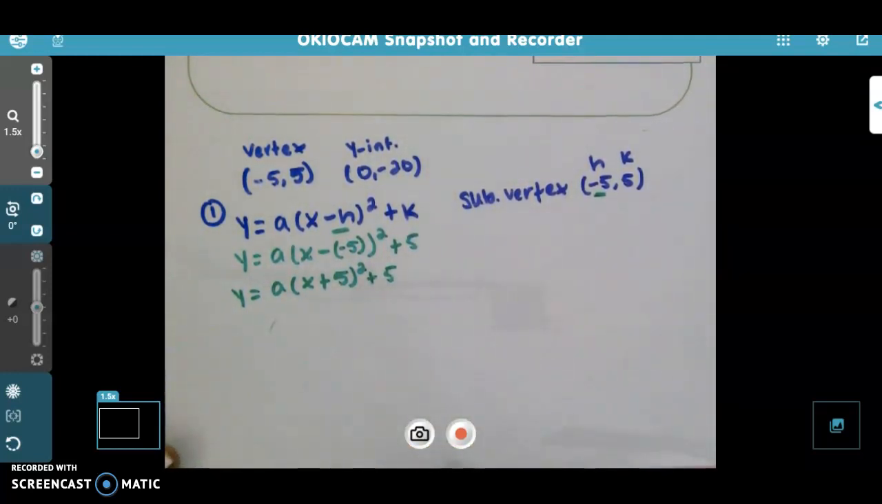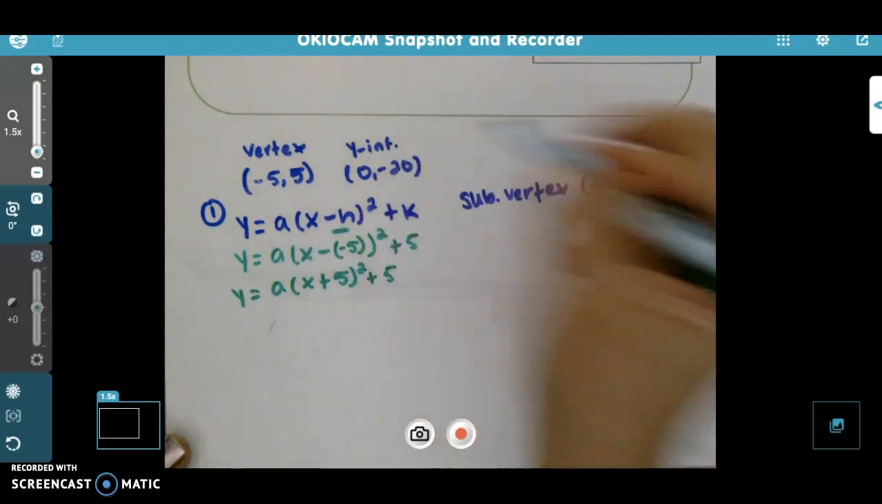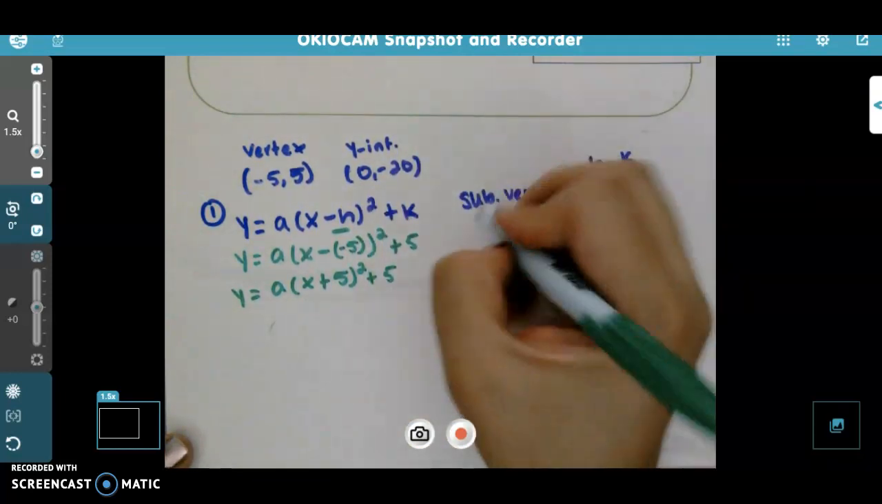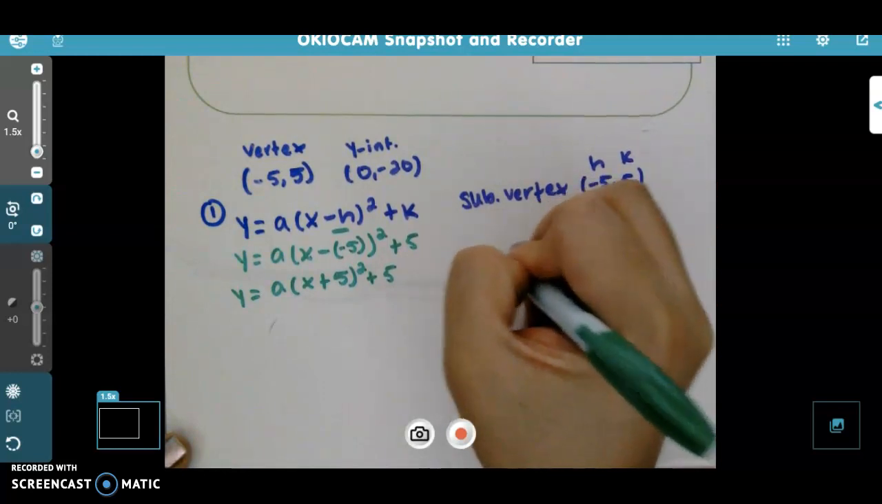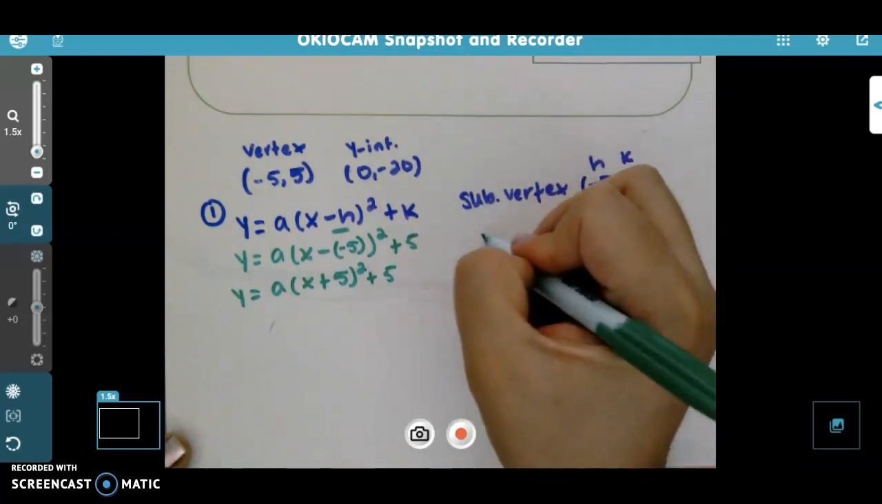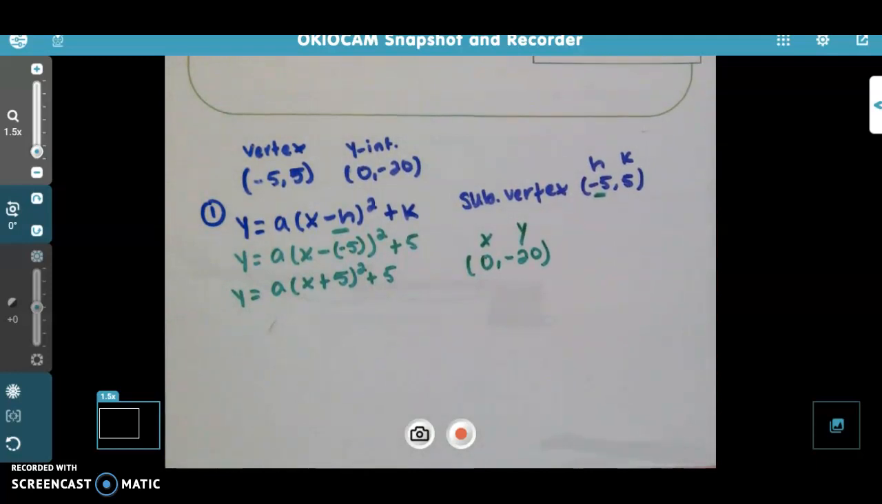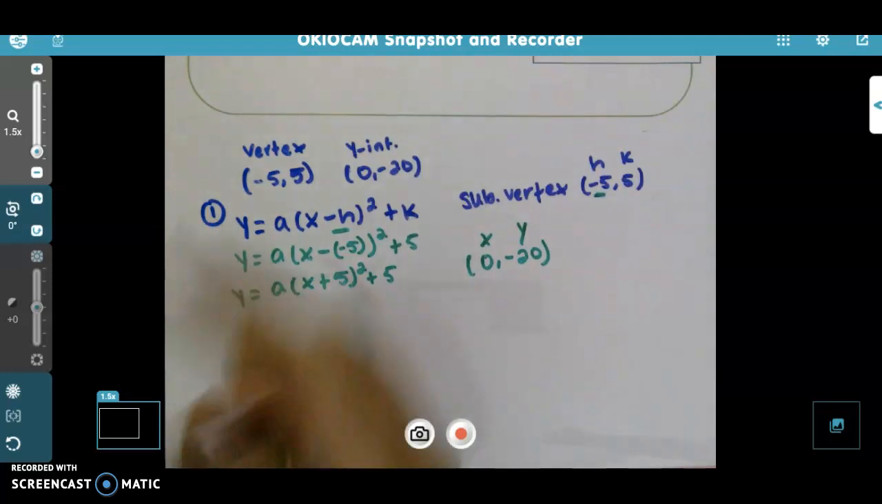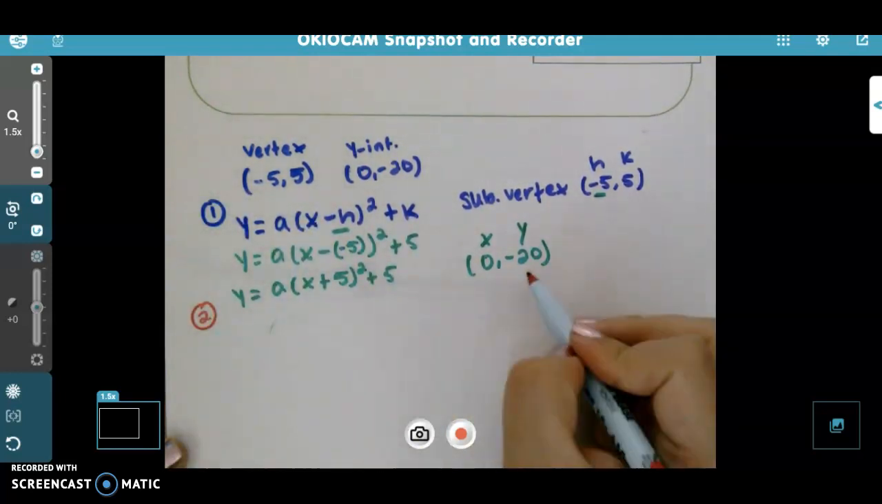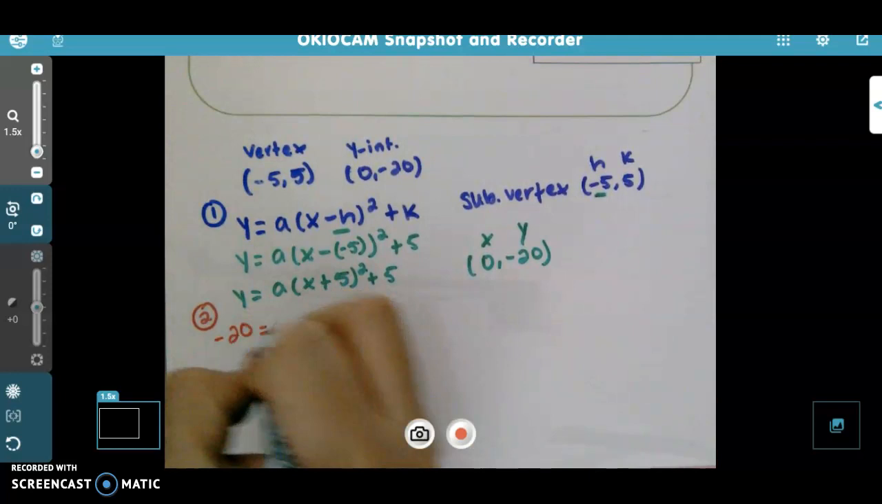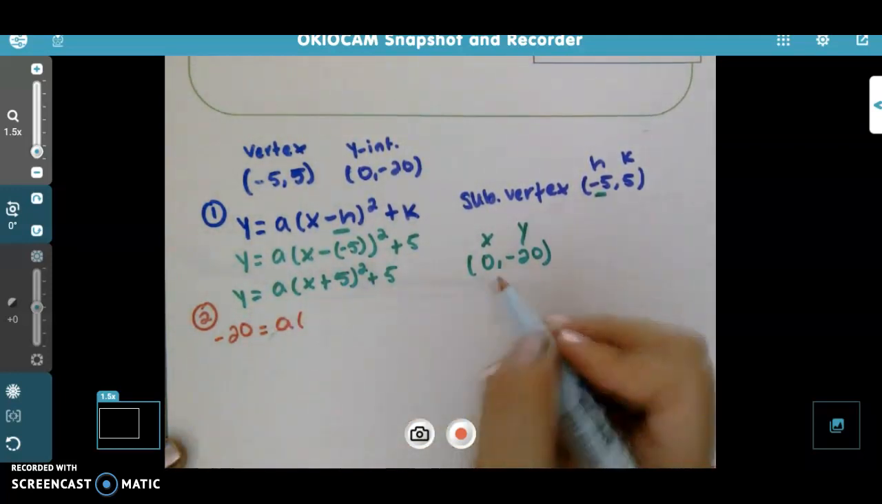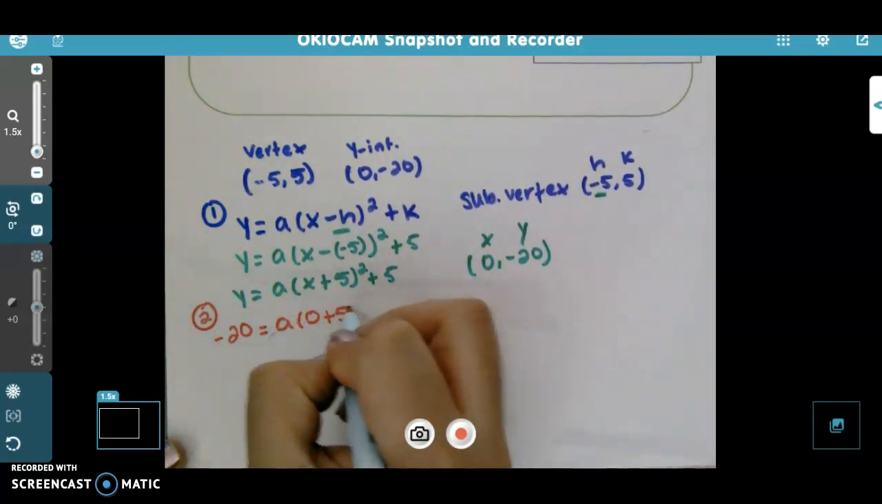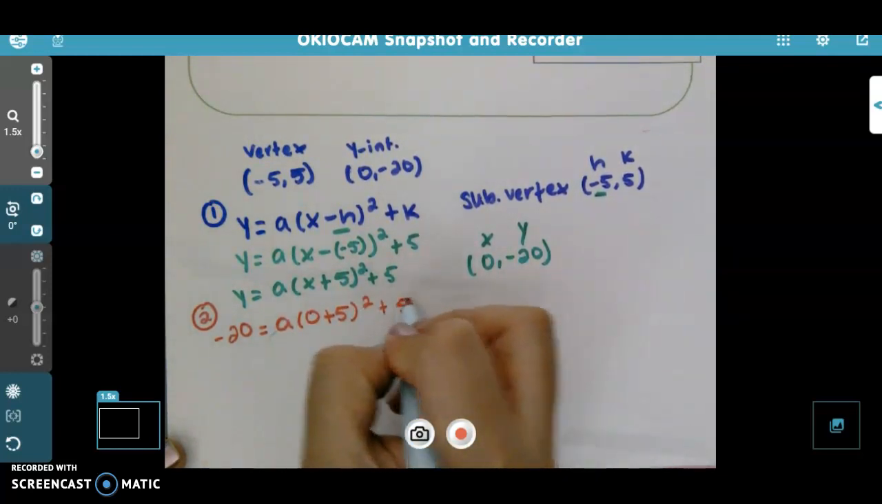So now I'm going to go ahead and substitute in my y-intercept point, because this is my other point. So it's going to be 0, -20. So remember, this is going to be x and this is going to be y. I'm going to go ahead and use a different marker because this is step 2 now. So step 2. Okay. So y would be -20 equals a parentheses, my x is 0 plus 5 to the power of 2 plus 5.